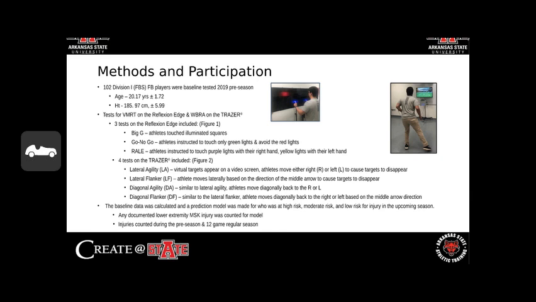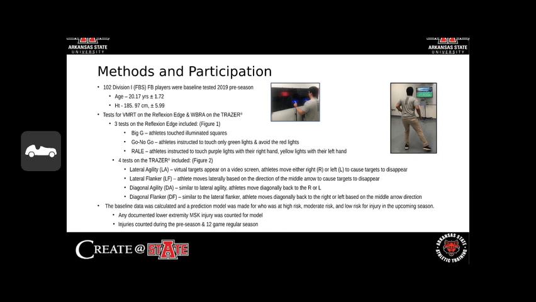The 4 tracer tests were lateral agility, lateral flanker, diagonal agility, and diagonal flanker. On the monitor, the athlete sees an avatar of themselves and virtual bumpers appear on the screen, and they then have to move to the bumper to make it disappear. The lateral agility test is where the athlete would move to their left or right depending on where the bumper was and return to the starting point. The diagonal agility is the same, except they move backwards, right or left diagonally.